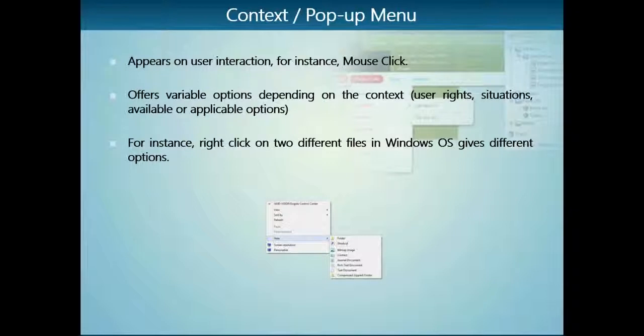It was about context or pop-up menus. As the name suggests, it pops up when the user performs a particular action like a mouse click or hover, and context is very important in this case, as the same operation in different situations can have different options, like a right-click operation on a file and a folder gives different options.